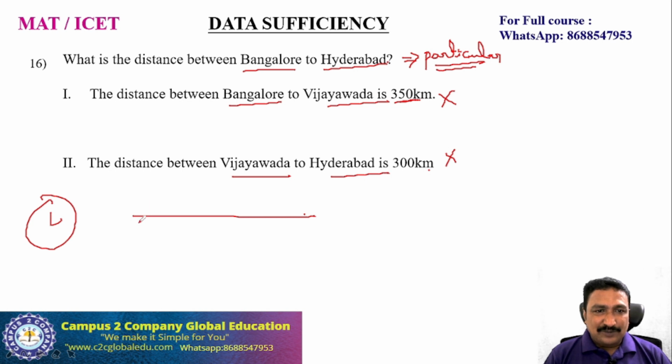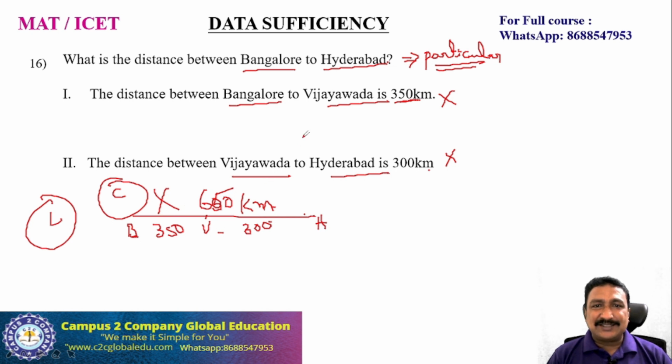So Bangalore to Vijayawada is 350 kilometers and Vijayawada to Hyderabad is 300 kilometers. They will combine both and say the distance between Bangalore to Hyderabad is 650 kilometers. But this is the wrong answer. Why is it wrong? Because they are asking what is the distance between Bangalore to Hyderabad, via Vijayawada or via Chennai or via Delhi, they have not mentioned anything. Just they are asking what is the distance between Bangalore to Hyderabad.